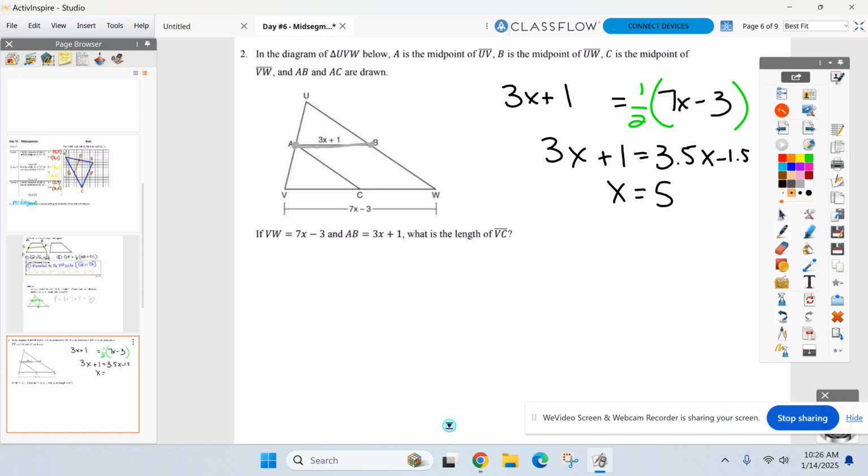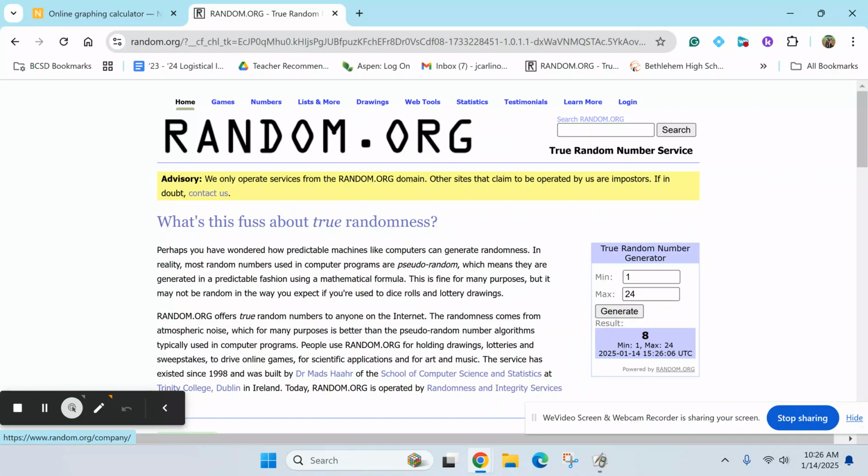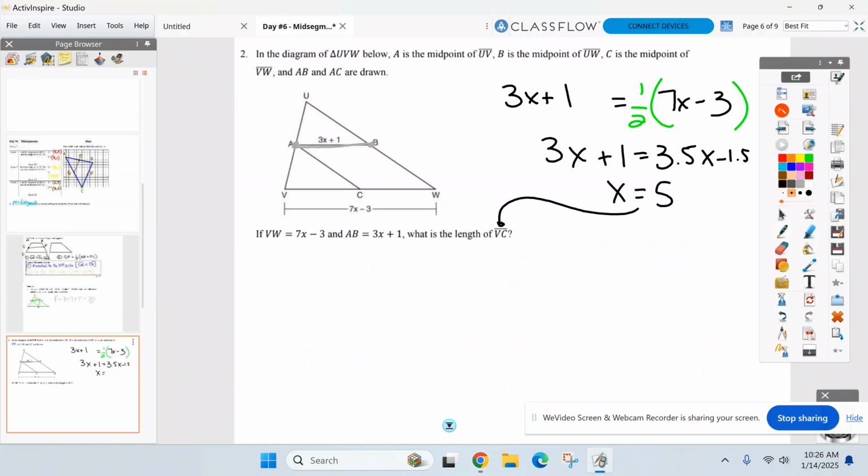VC is what I'm looking for. So how can I get x equals 5, and I need you to lead me to VC now? All right, what are your steps here? Lead me to VC somehow. There you go, Adidia. So first I said I have x equals 5, so I just substituted that in for x.